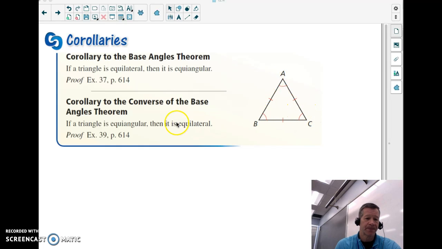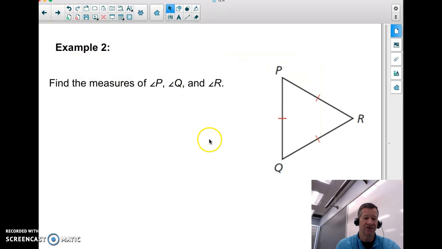are congruent. A corollary to the converse goes the other way. So if all the angles are equal, then all the sides are equal. So it goes hand in hand. The converse of that is true also.